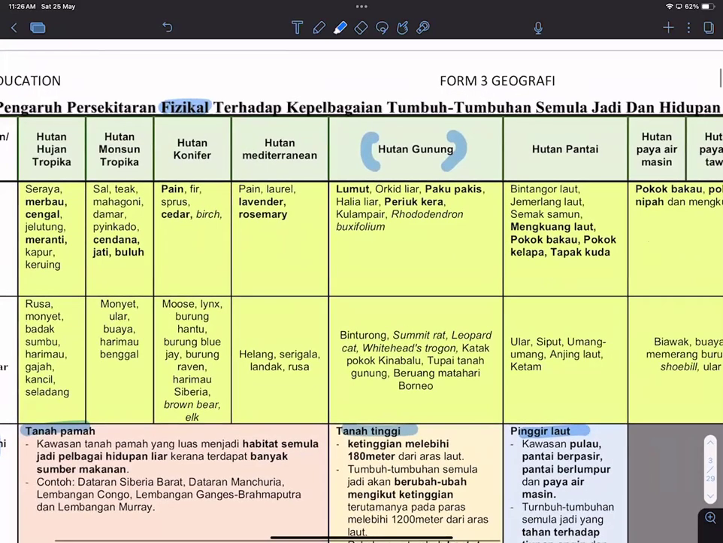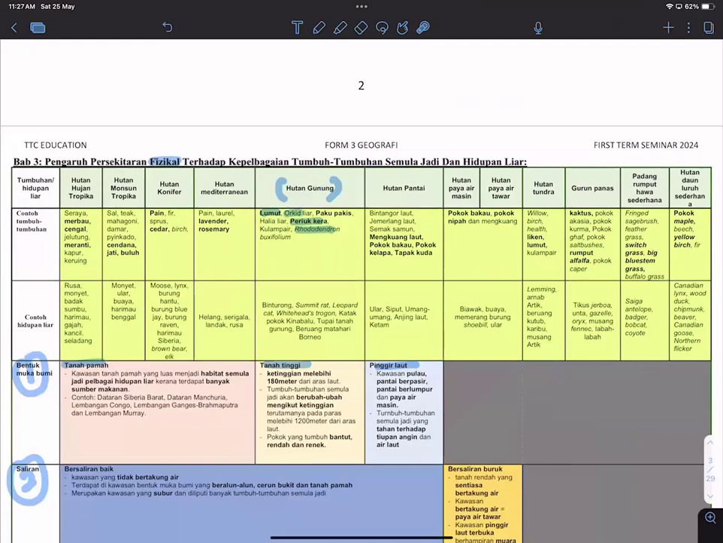We can see for our hutan gunung, we have the lumut, the orchid, the berry, we have the rhododendron. Pokok rhododendron boxifolium is the same thing. This is within our Banjaran Crocker or Gunung Mulu, because this is the hutan gunung higher than 1,200 meter. Usually for all these, you have to memorize their height. I'm trying to combine bab 3 and bab 4 together, so even though we have 2 chapters, I'm compressing everything.